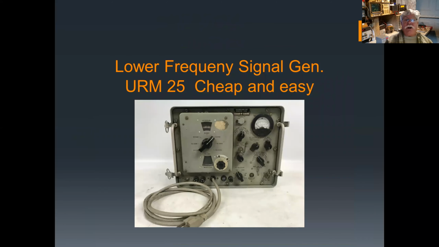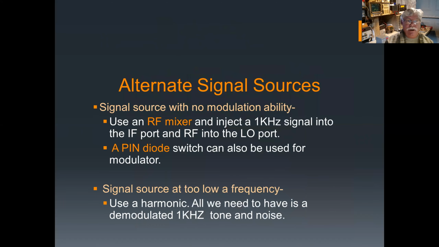Or if you're going to do HF work, or use the harmonics of a low frequency signal generator, it's hard to go wrong with a URM25. I've had a lot of URM25s, and they're pretty nice little generators. They're cheap and easy, and they work well. They have a 1 kc modulated tone they can put on the carrier, and they have a good output attenuator. There are other ways to do it, though.